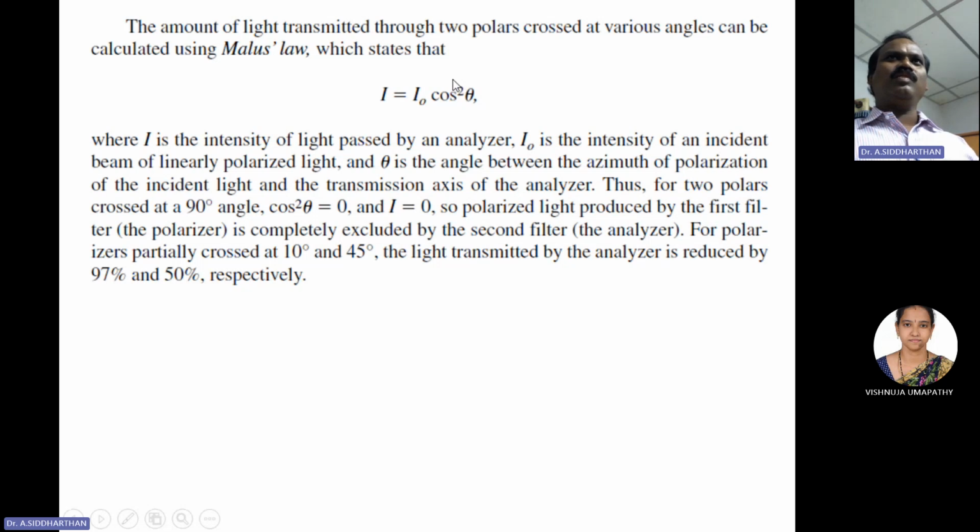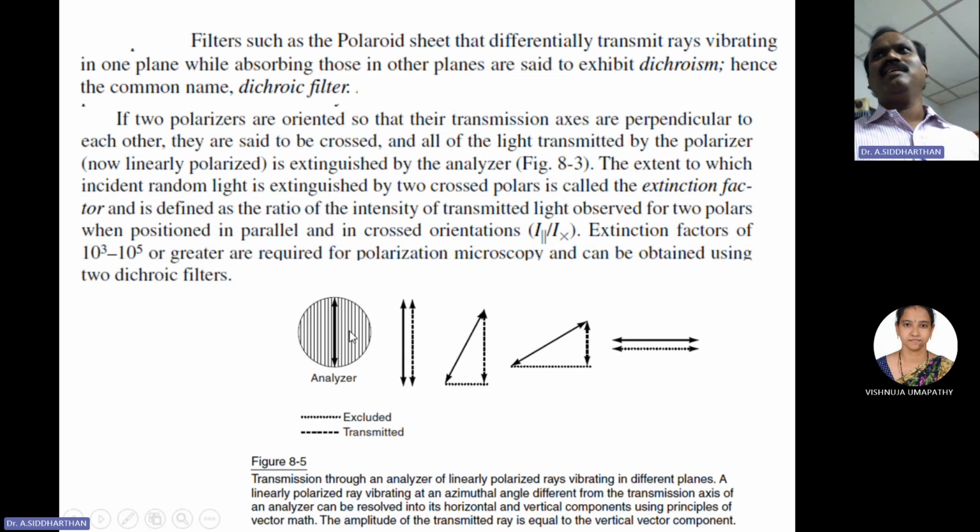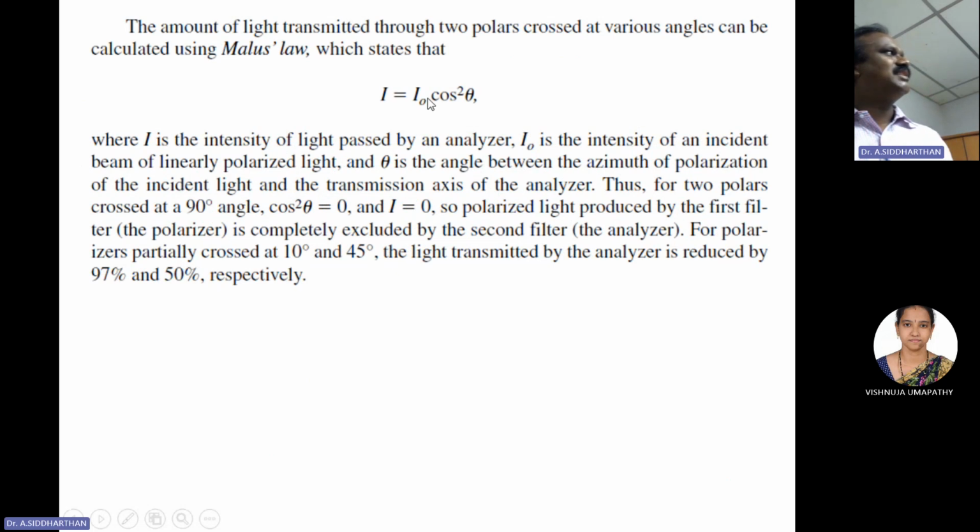So aligned. Suppose the wavefront of vibration and the analyzer you placed are in the same direction. 0 difference means maximum light enters. Maximum light enters. Here, at 90 degrees, nothing goes through. Okay. So that's the relation with this angle.